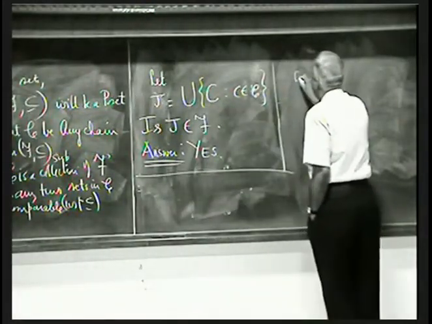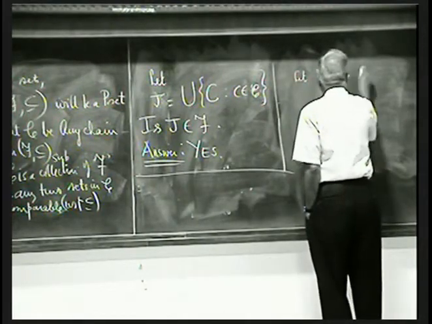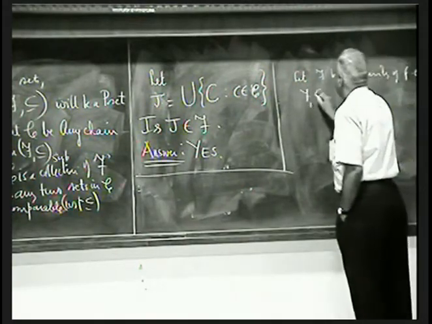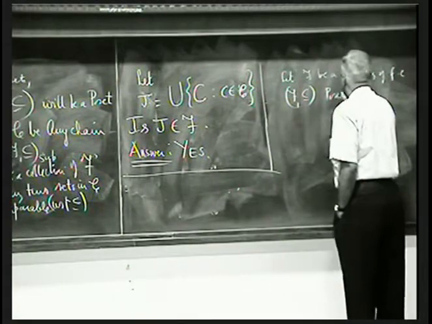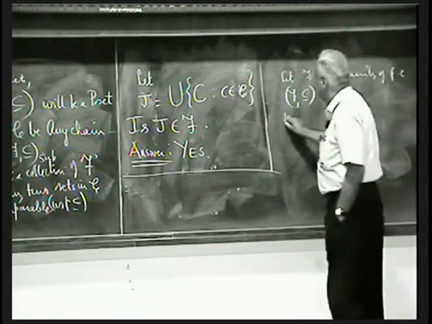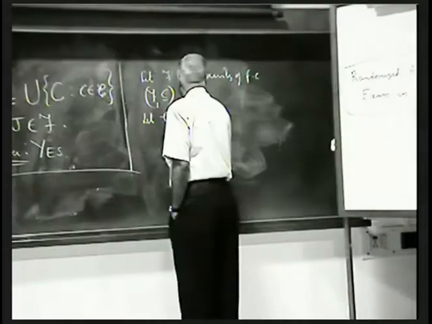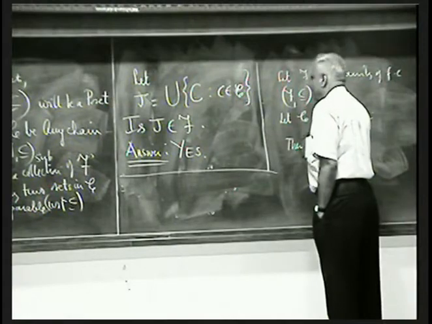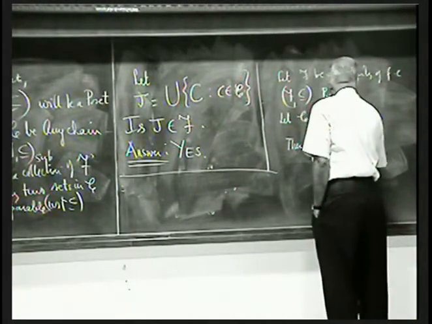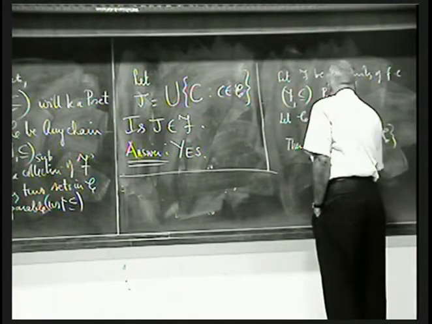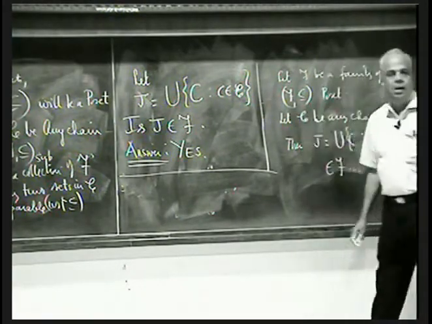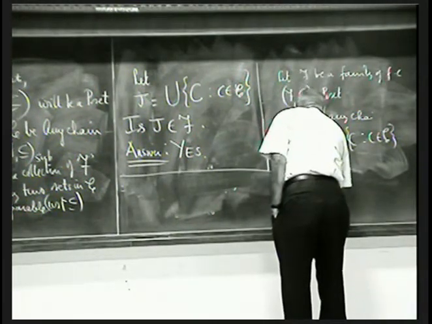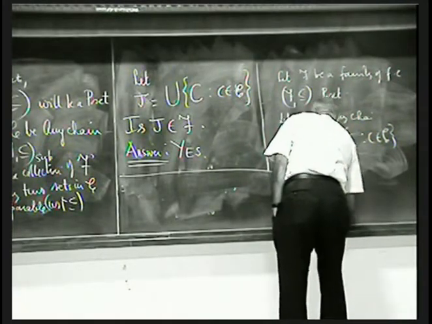Now, let F be a family of finite character. Therefore, F is a poset. Let C be any chain. Then by that result, J equal to the union of C, that is, the union of all c belonging to C, is also in F. Therefore, c is a subset of J for every c in C, and J belongs to F.